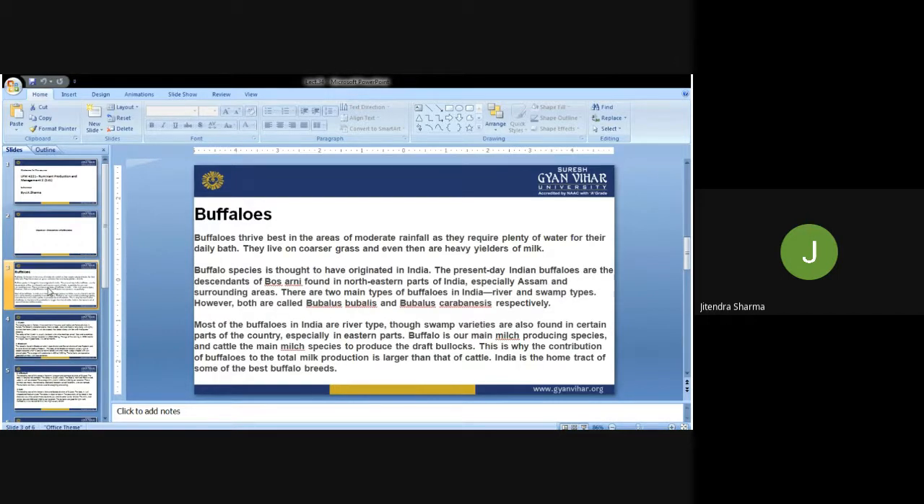Buffaloes thrive best in areas of moderate rainfall as they require plenty of water for their daily bath. They lie on coarser grass and even then are heavy yielders of milk. The buffalo species is thought to have originated in India. The present-day Indian buffaloes are the descendants of Bos arni, found in the northeastern part of India, especially Assam and the surrounding area. There are two main types of buffaloes in India, riverine and swamp buffalo. They are called Bubalus bubalis and Bubalus carabanensis respectively.